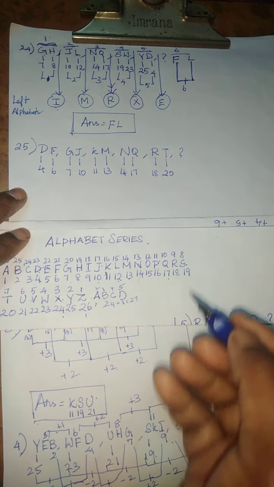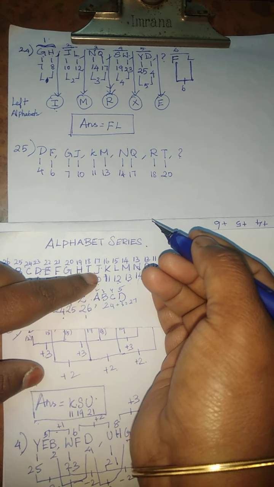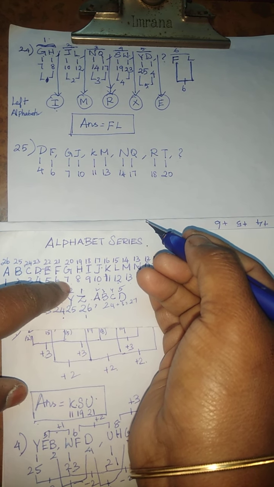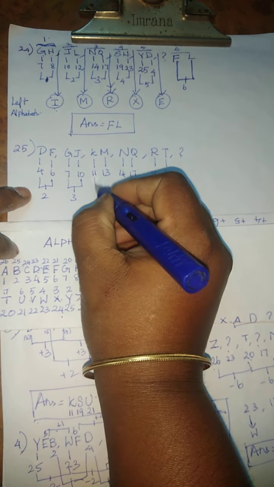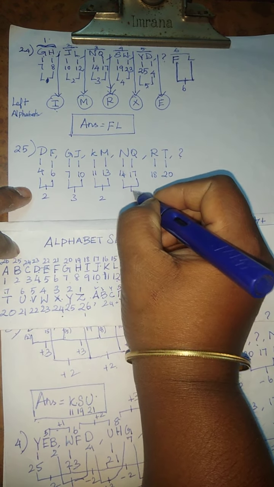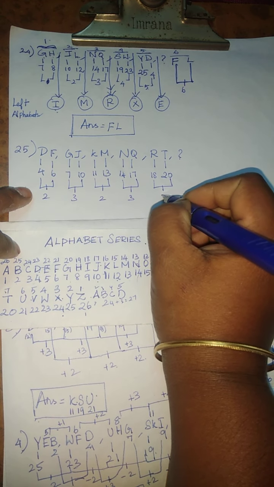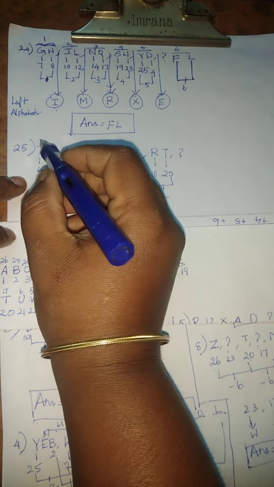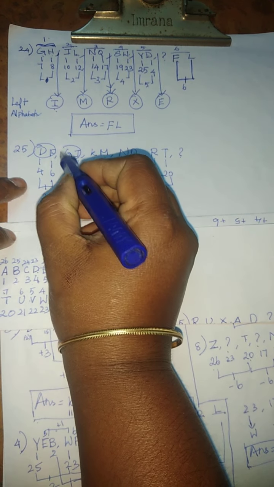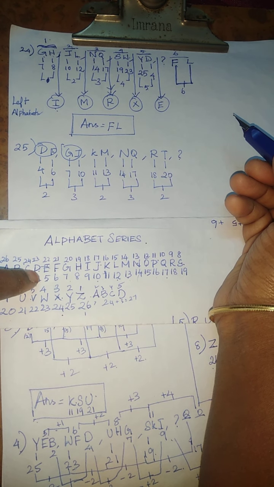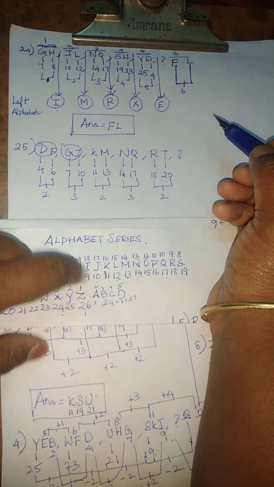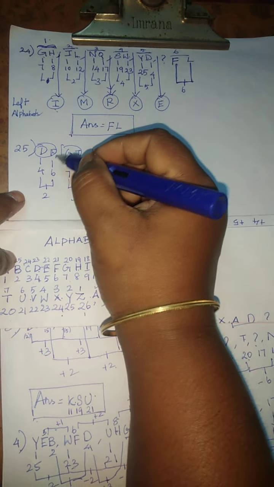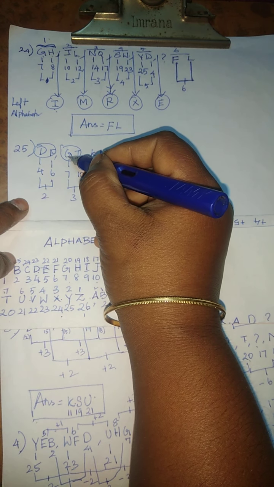So see this. Here the difference between these numbers is 2. Here it's 3. Here it's 2. Here it's 3. Here it's 2. Then between this set and this set, what's the difference? See, D, F, G, J. There is no difference. After F, they write G.